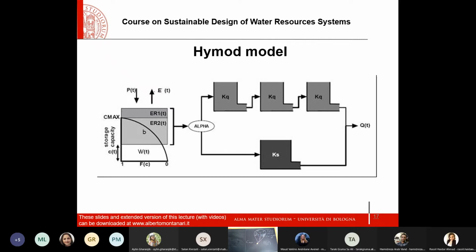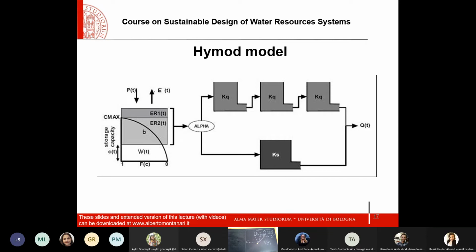But the modeler can change this number. I did this in some applications. I put only 1 linear reservoir above, just because I thought that it was enough. So how many parameters does the model count in this way? 5: beta K, Cmax, alpha, Ks, Kq, 5 parameters. They are more than the linear reservoir, which counts only 1, but still it's a reduced number.